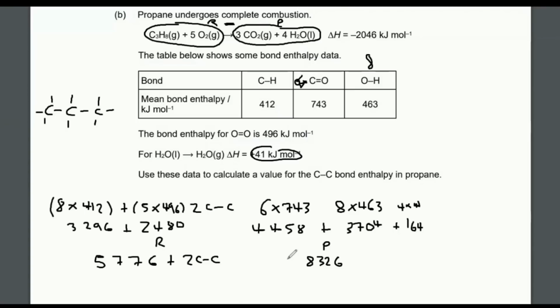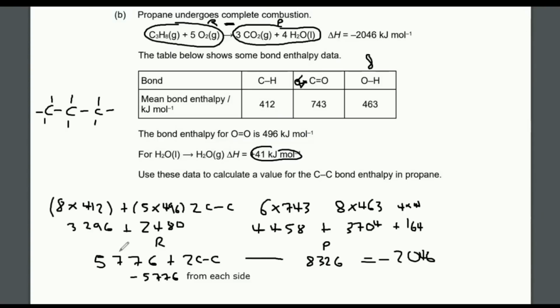Now, I like to put a minus where this arrow is. You see there'd normally be an arrow between the reactants and products. I put a minus now, and then equals minus 2046. And then you just have to rearrange that to make 2CC the subject. So, for example, let's start by minusing 5776 from each side, in which case we're going to get... what's going on over here? Right.